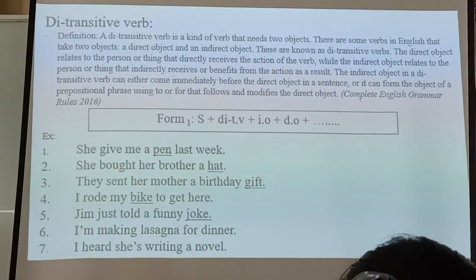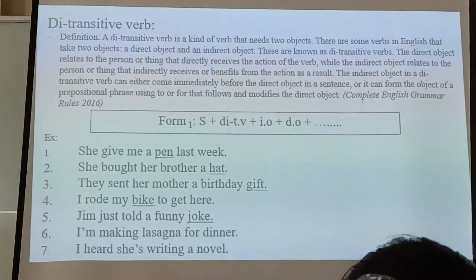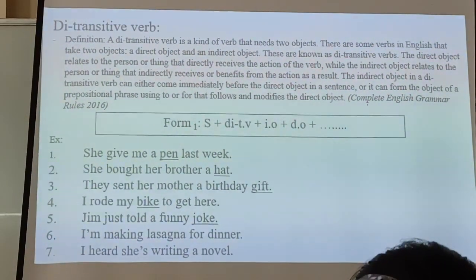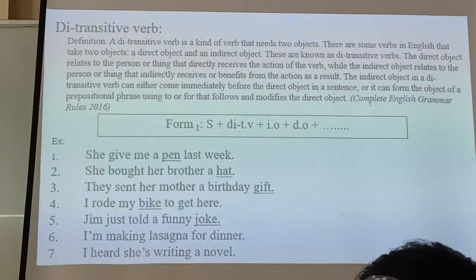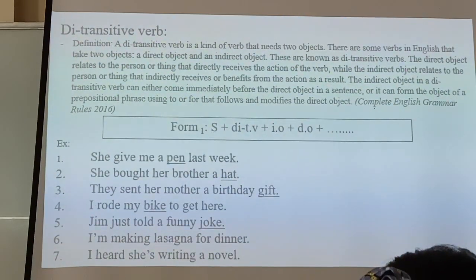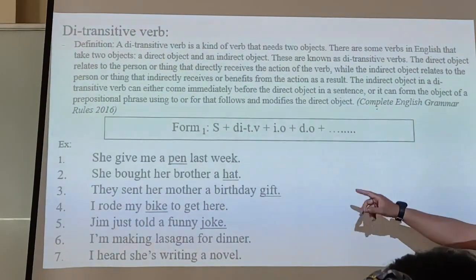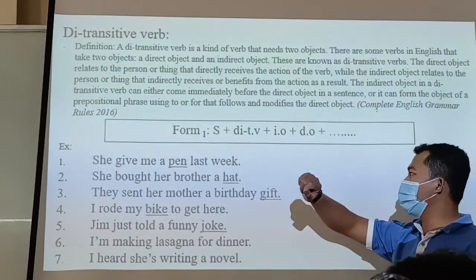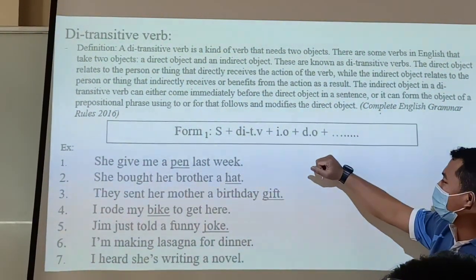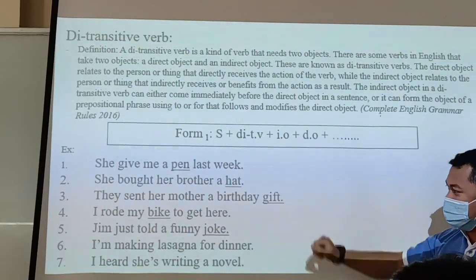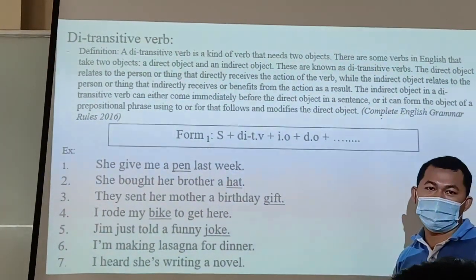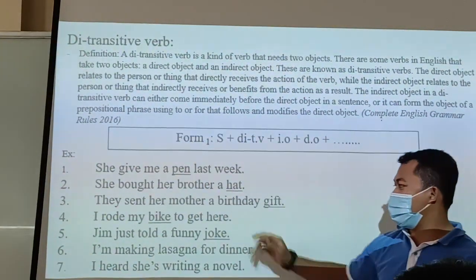Okay. In this section, we talk about the ditransitive verb, which is basically defined as a verb that leads to two objects. So we have two forms to make the ditransitive verb. The first form is subject plus transitive verb plus indirect object and then plus direct object. As you can see, she gave me a pen last week.